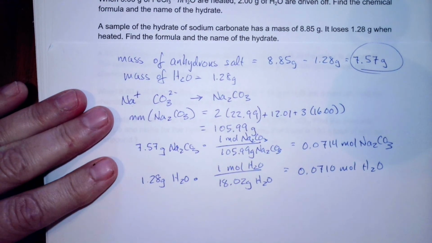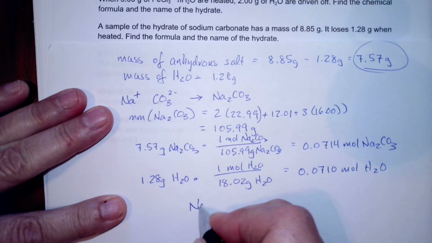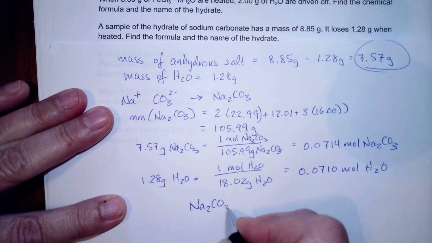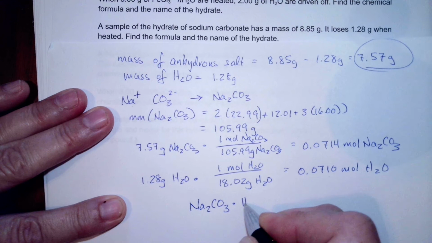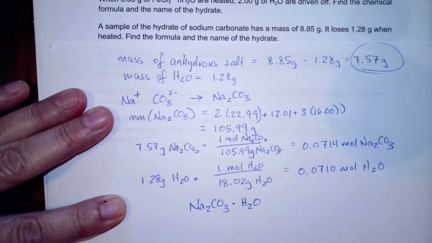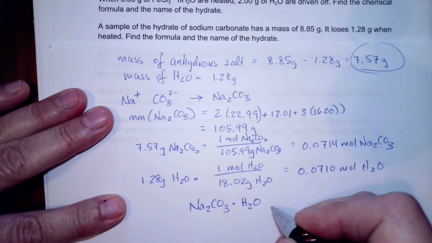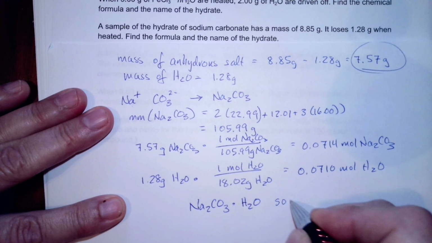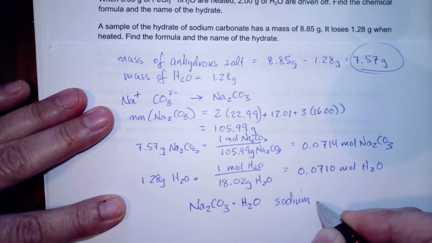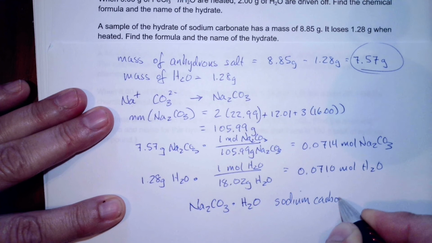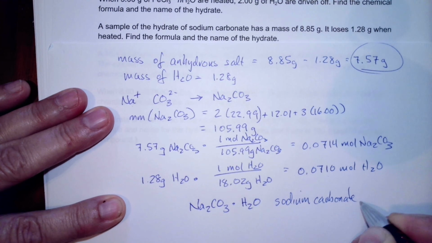So our formula is going to be Na2CO3 dot H2O, 1 H2O, and we're going to call that sodium carbonate monohydrate.